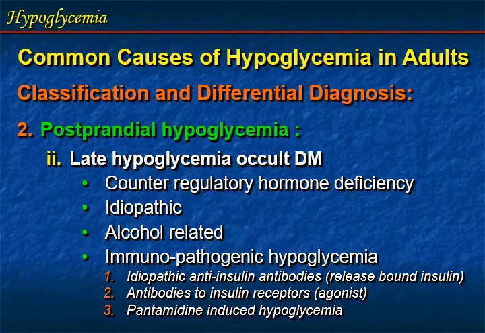Lastly, but not the last, the pentamidine-induced hypoglycemia. Pentamidine is a drug which is used in treating leishmaniasis in South America, and this pentamidine stimulates the release of T and B lymphocytes, and these T and B lymphocytes are capable of stimulating secretion of insulin. That's why they produce hypoglycemia.